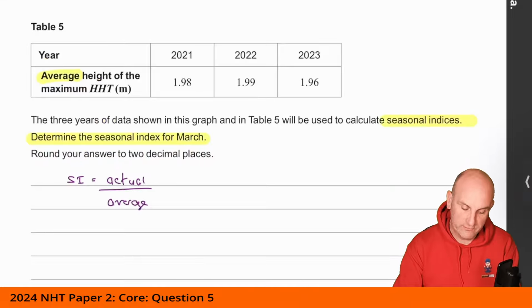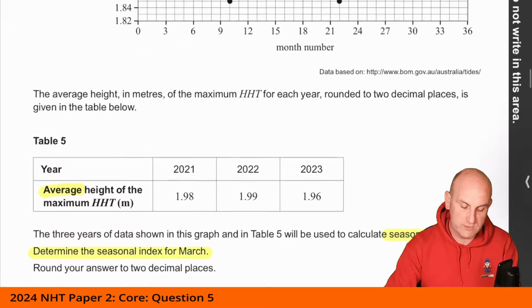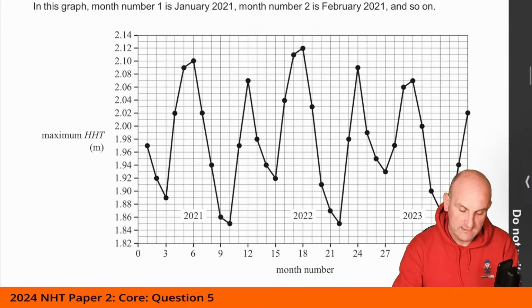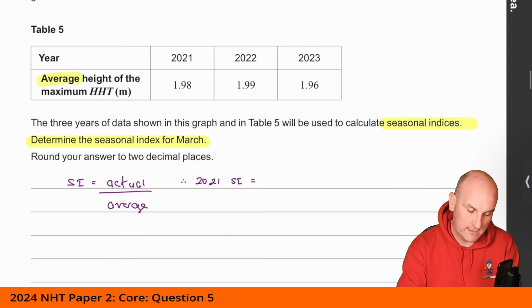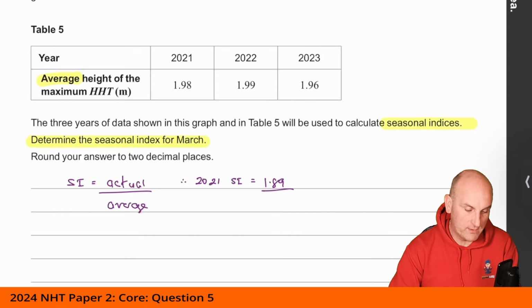I should. So, therefore, for 2021, I know that my seasonal index is going to be equal to my actual value for March 2021. So if I look at this, that's going to be what? January, February, March 2021. I read that value off, I get 1.89. All right, so I now know my seasonal index is going to be 1.89 divided by the average height, which is 1.98.